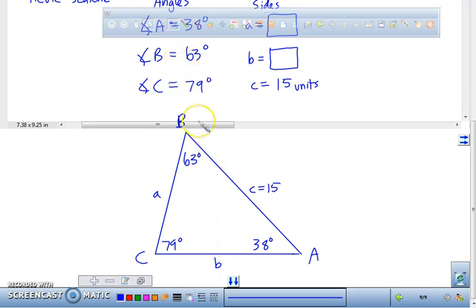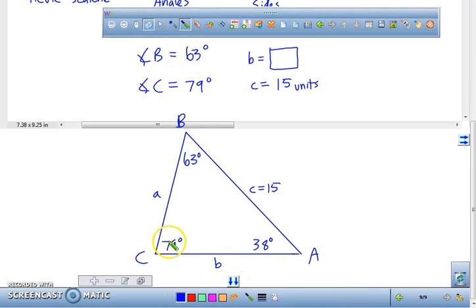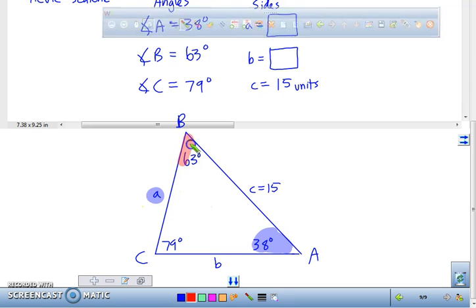You'll notice that the sides are always what? They're always across from your angle. Lowercase b is across from angle B. Lowercase c is across from angle C. And lowercase a is across from angle A. So I'm going to highlight it in different colors, all right? Blue. All right, there we have.